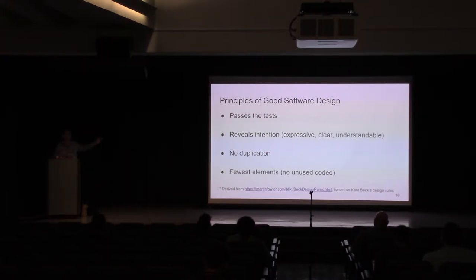Then these last two can be, in terms of priority, reversed. No duplication is the easier one to understand. So you've got code that does the same thing in multiple places. It's better to reduce that duplication. And then fewest elements. I've seen it expressed in different words, but I think of it as no unused code.